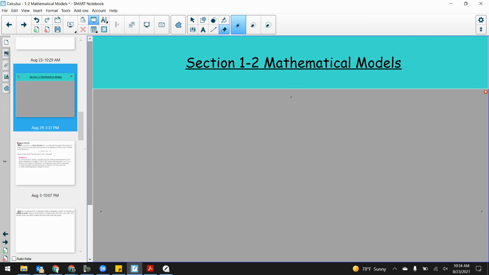Section 1-2, mathematical models. You're going to find that this is even more review of Algebra 2 and pre-calc. You might need your calculators for this. That would be a good idea to have out.